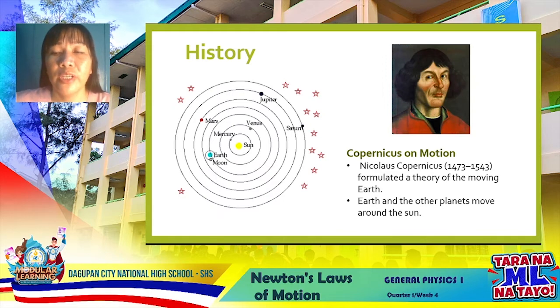The astronomer Nicholas Copernicus formulated the theory of the moving Earth. This idea was extremely controversial at that time. People preferred to believe that Earth was at the center of the universe. Copernicus reasoned that the simplest way to interpret astronomical observations was to assume that Earth and the other planets move around the Sun.